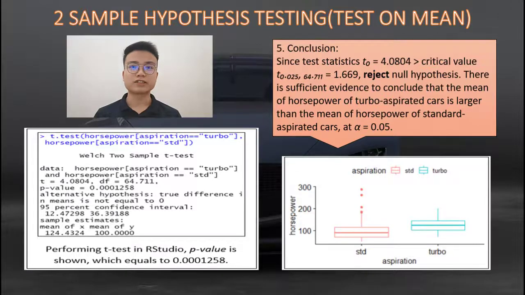Now we state the decision. Since test statistic equals 4.0804 is larger than our T critical value, which is 1.669, we reject the null hypothesis. For conclusion, we have sufficient evidence to conclude that the mean horsepower of turbo-aspirated cars is larger than the mean horsepower of standard aspirated cars at alpha equals 0.05. We can also visualize our data in a box plot as shown on your bottom right. This is how we perform the two-sample hypothesis testing by using RStudio.